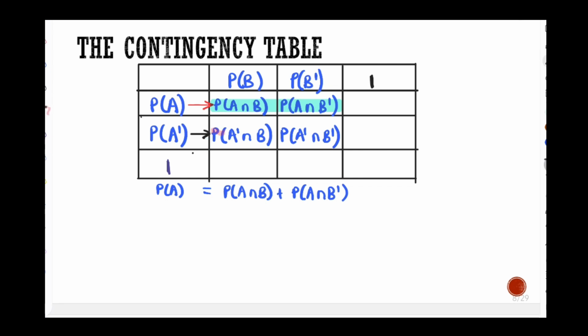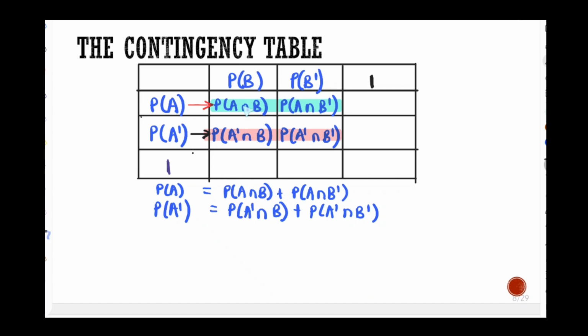If I want to get probability of A complement occurring, I'll add up everything here. So what does it mean? It means that probability of A complement is actually equal to probability of A complement intersection B, which is here, plus this probability of A complement intersection B complement. Similarly, I can also get probabilities of B and B complement.